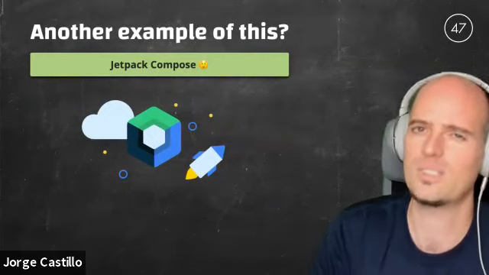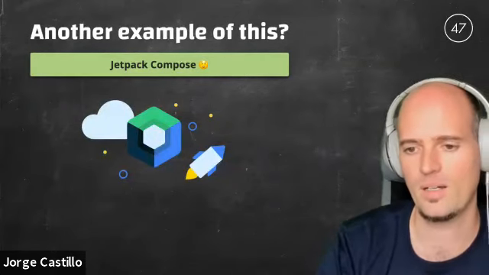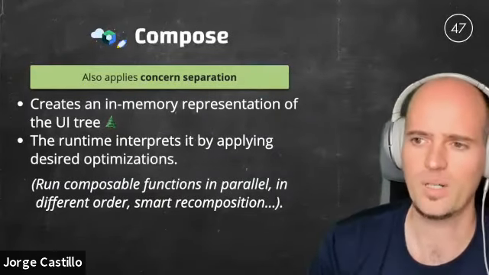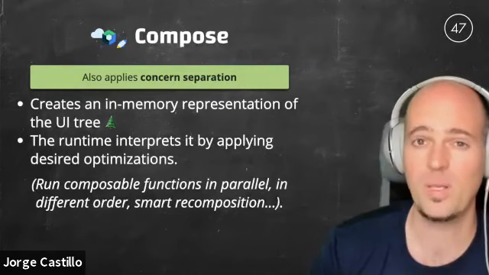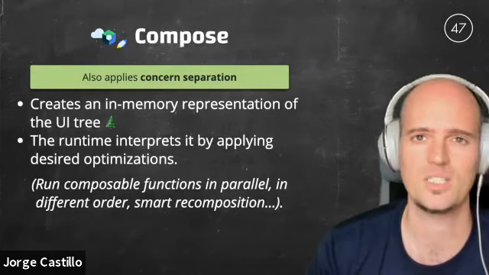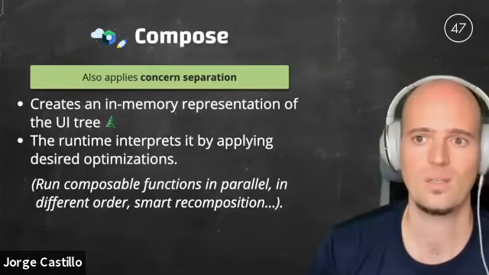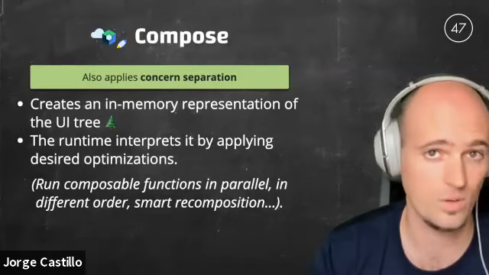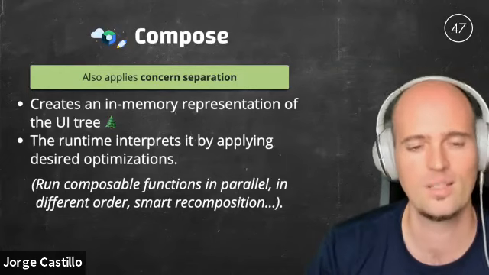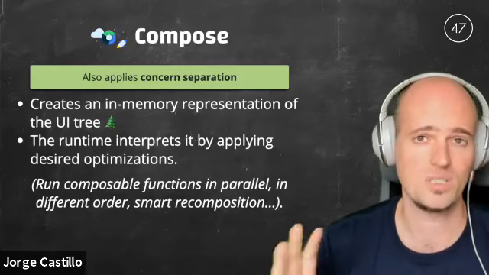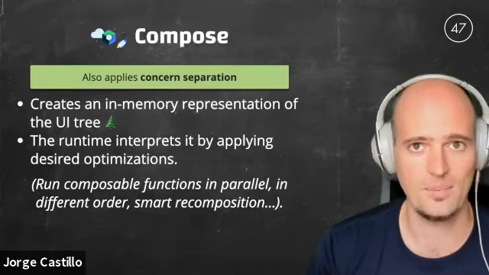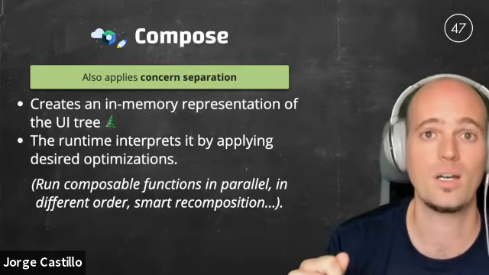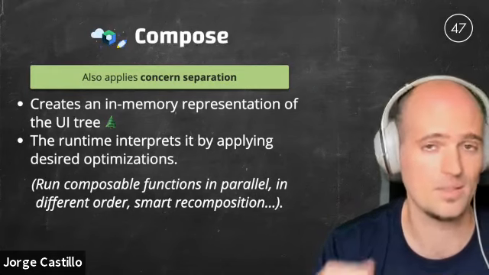But you can also see an example of this in Jetpack Compose, right? And let me explain what I mean by this. Jetpack Compose uses this idea of concern separation also. It allows you to create this in-memory representation of the UI tree. So it's basically a series of composable functions tied together, composing the whole description of how our UI is going to look whenever we need to render it. But at that point, it's only a representation in memory of these composable lambdas. And then there is a runtime that takes all this stuff that is retained in memory and is able to interpret the whole UI tree, providing those optimizations, right?